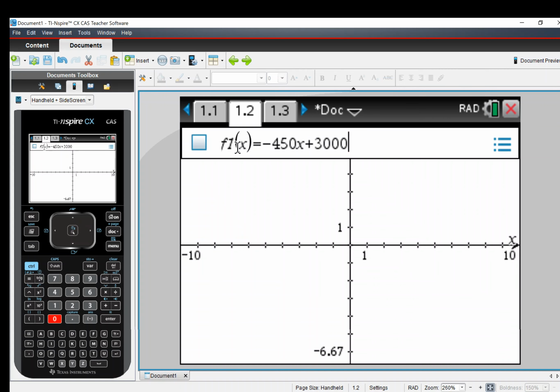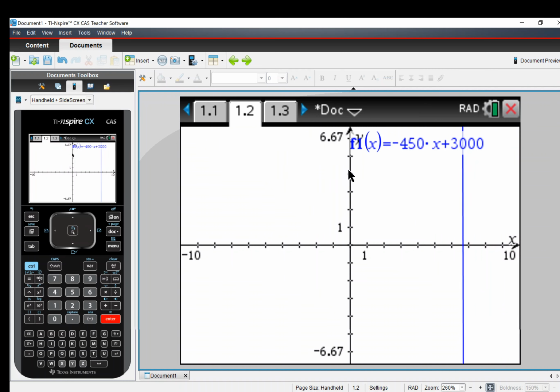We don't need to put a v equals. Rather than n, we'll use an x. Okay, and I'll just push enter. The graph doesn't look very good at the moment. We'll adjust the window shortly, but first let's put the reducing balance method on here as well.